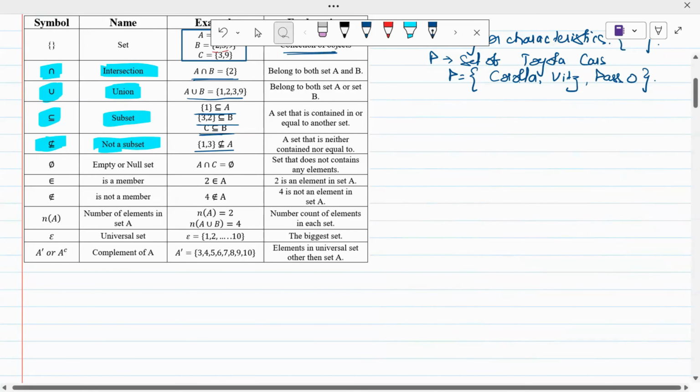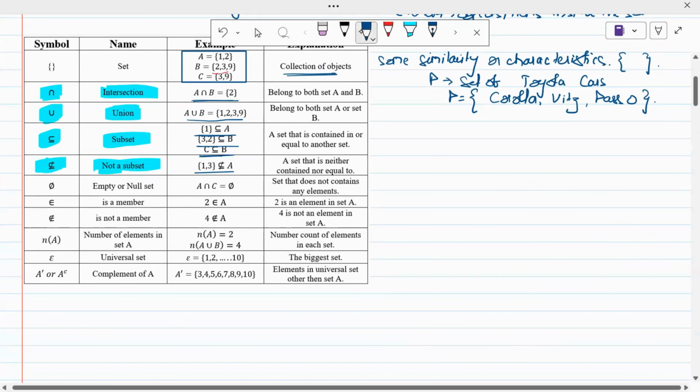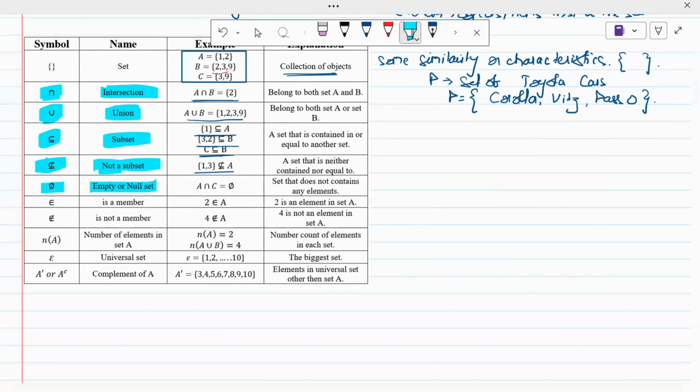Okay, next symbol we have null set or empty set. Null set or empty set means the set is having no elements inside. So there are two ways of writing it. Either we write this as empty set with no elements inside, or we write this as the null set. These are the two ways of writing it.